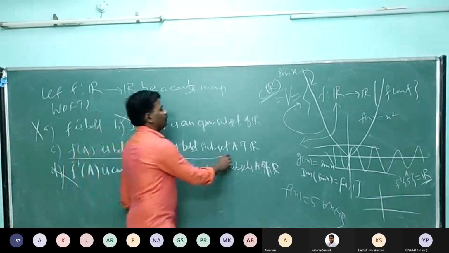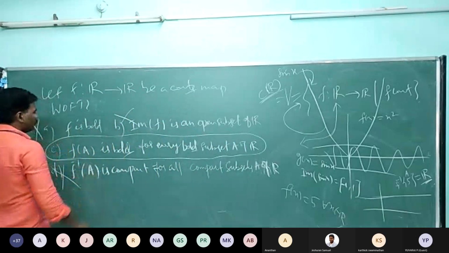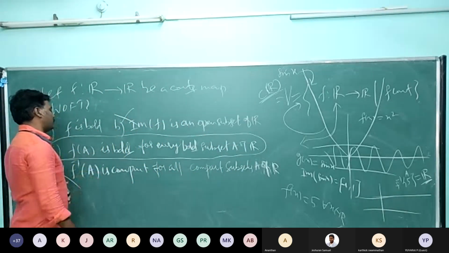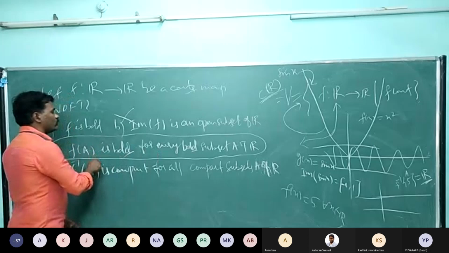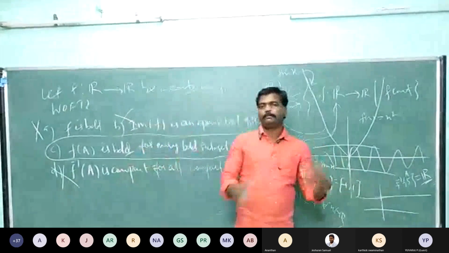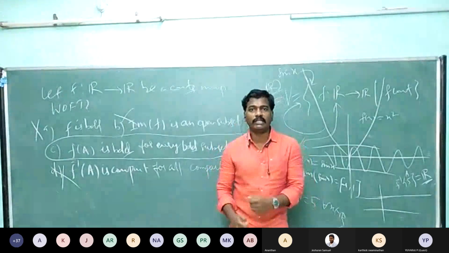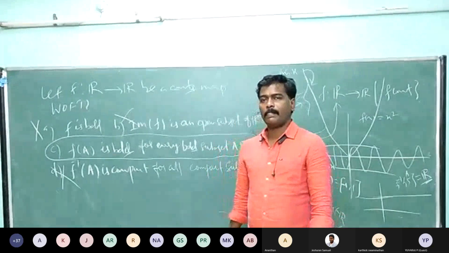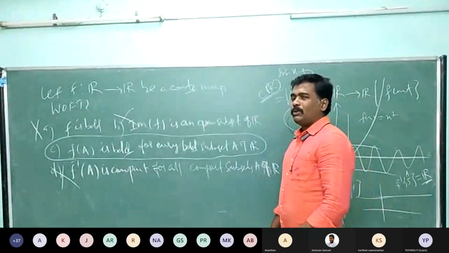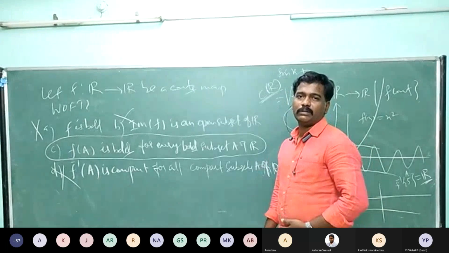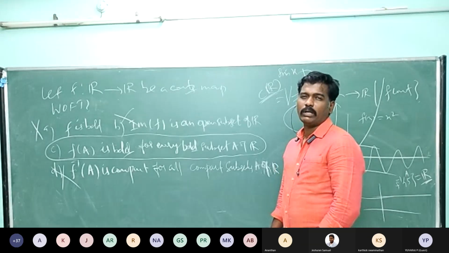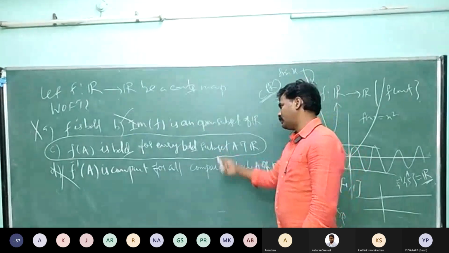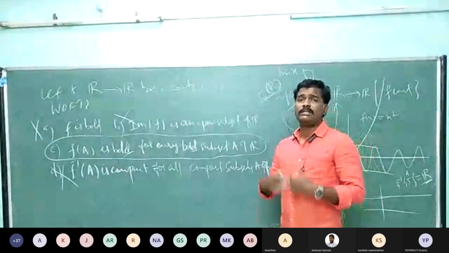Now, what about this? If f is a continuous function, given any bounded set, is its image bounded? F is a continuous function, given any bounded set, is the output also bounded? What is your guess? Come on. How to prove it? Take A bounded, prove that f of A is bounded, given f continuous. It's a true statement.